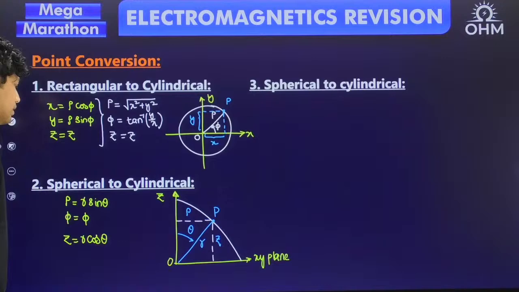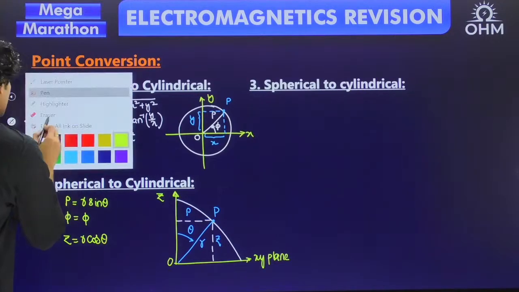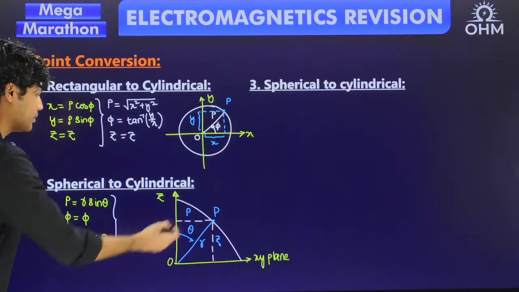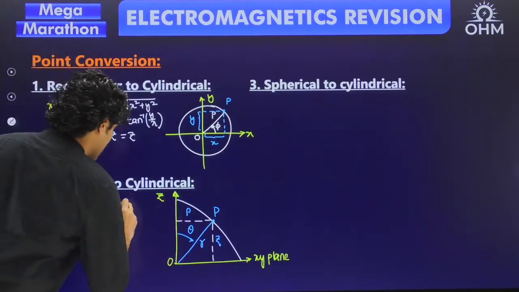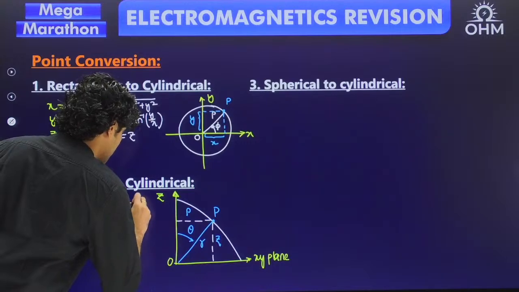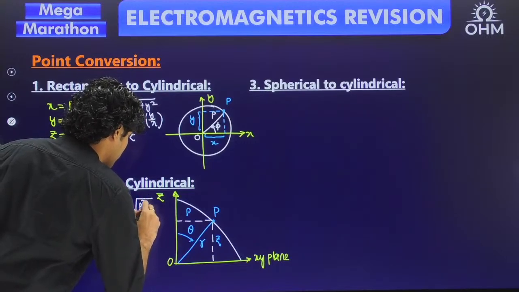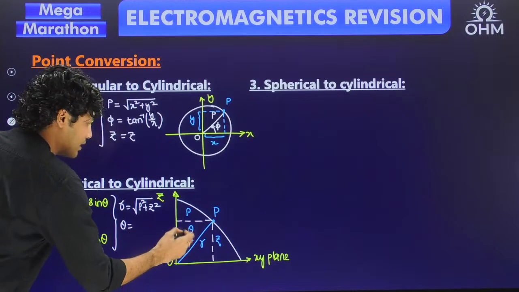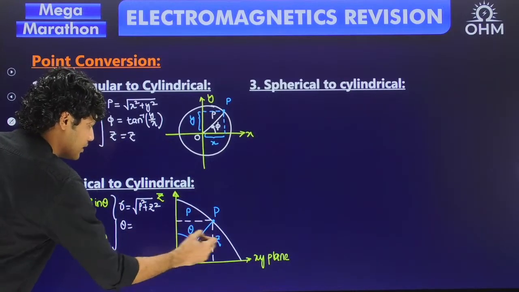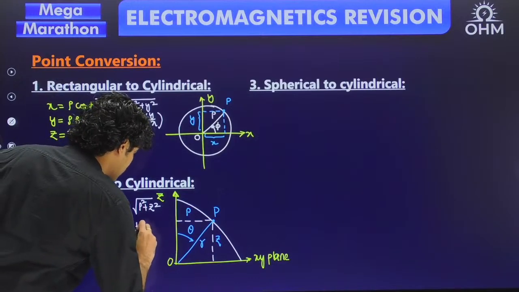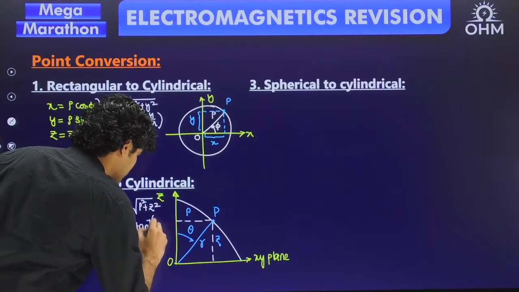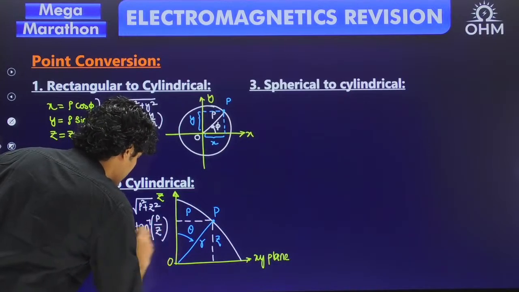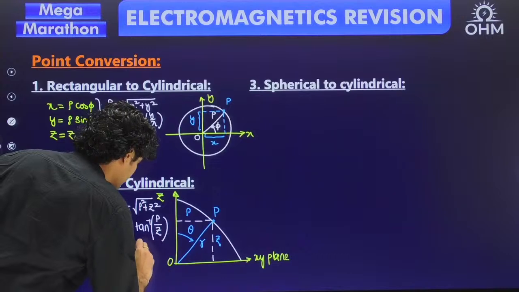And again the moment you remember this, getting the other set is not a big deal. What is the other set? Again from this triangle, r is equal to square root of rho square plus z square, and from this diagram tan theta is equal to rho divided by adjacent length z. So theta is equal to tan inverse of rho divided by z. Phi in both cases is one and the same.